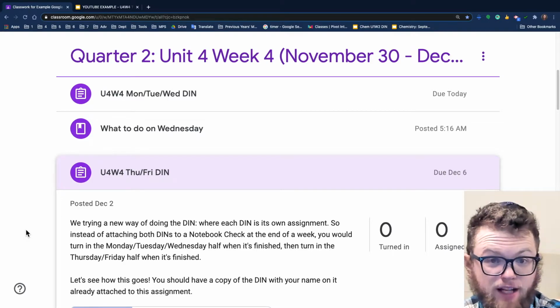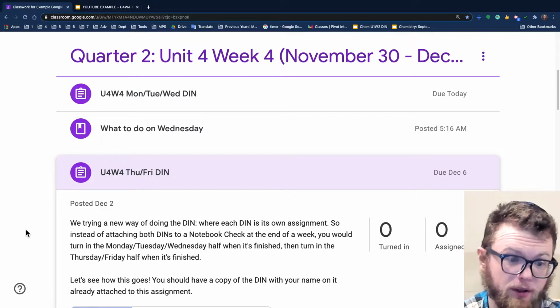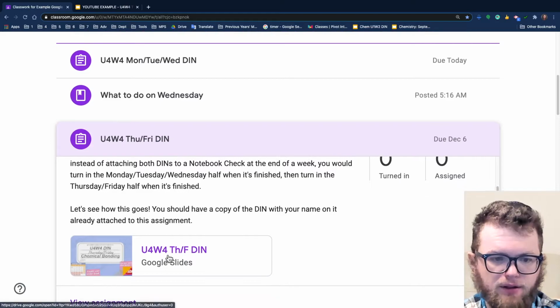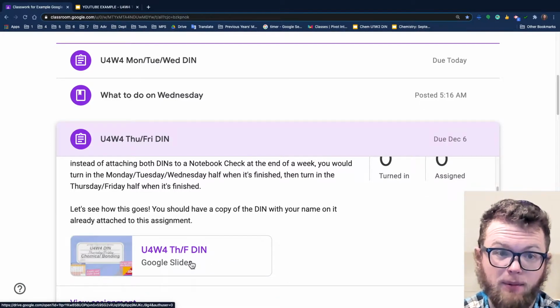This is the Thursday, Friday lesson for the Unit 4, Week 4 Digital Interactive Notebook. You should be able to go in here and open up a copy that already has your name on it.